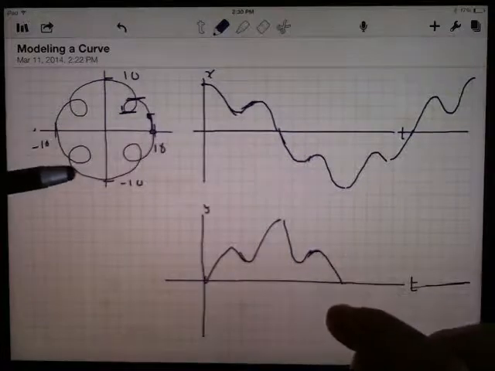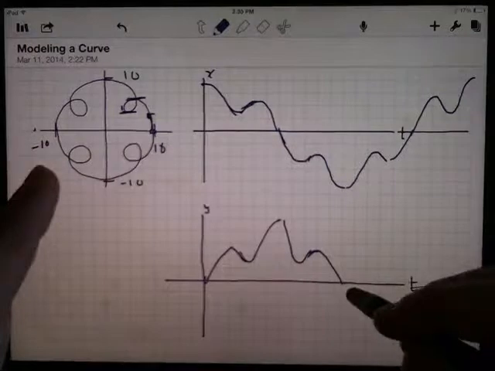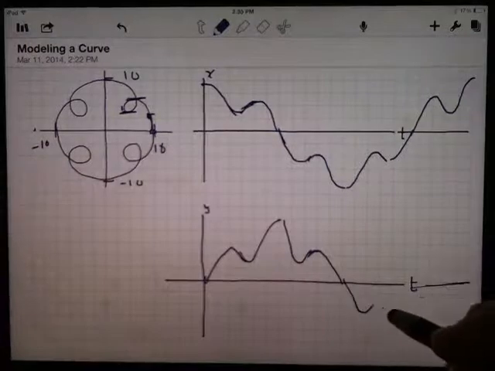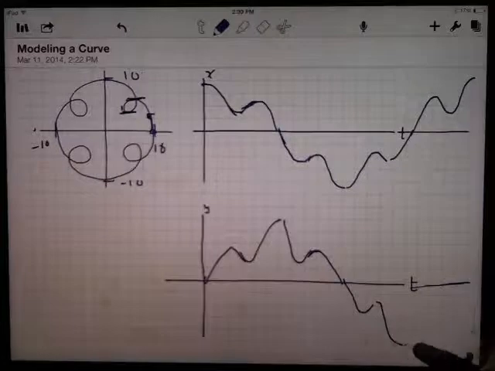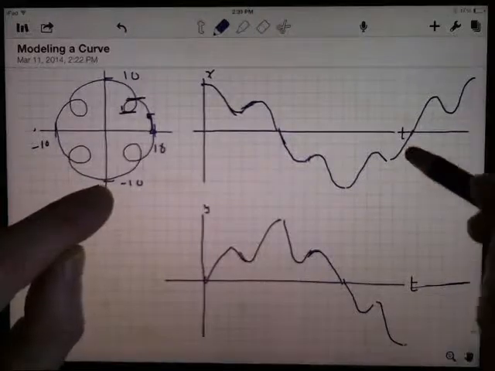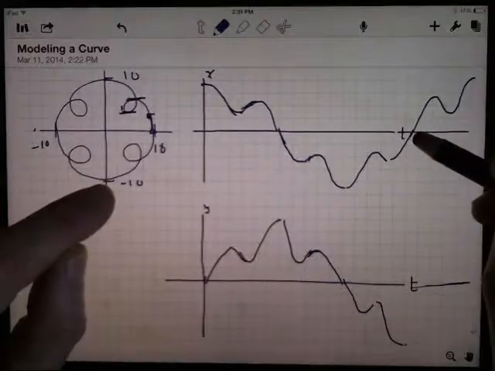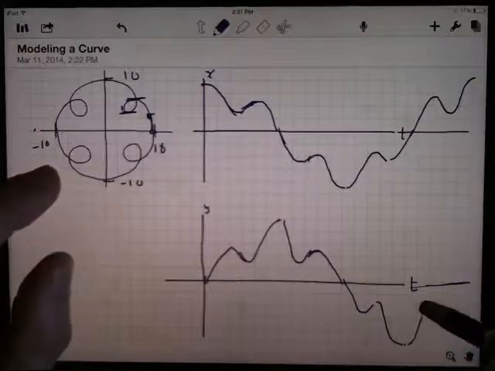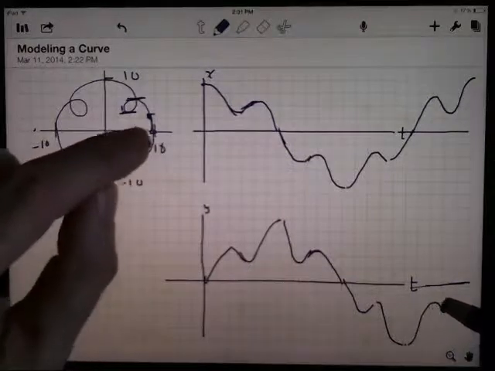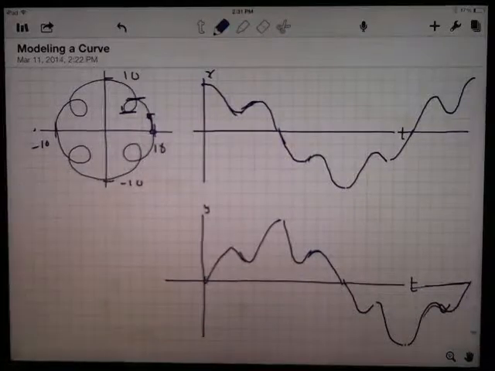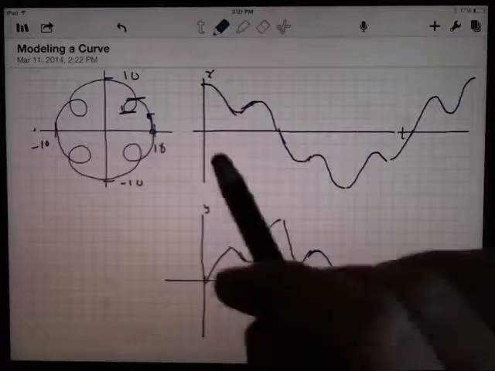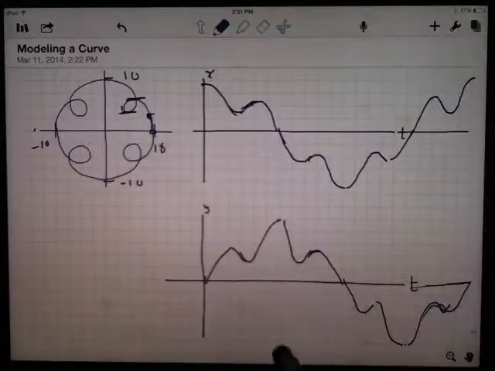0, headed negative, then back up again. So headed negative, back up a little bit, and then back down to negative 10. And again, I get to negative 10 when the x-coordinate was at 0. And then I climb back up and then dip down a little bit and back to 0 at the end there, right? While x is doing one thing, y is doing something else.